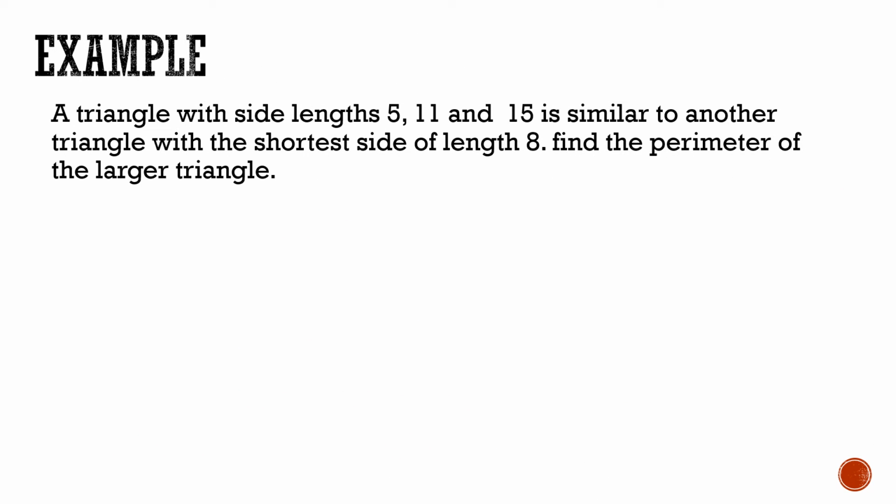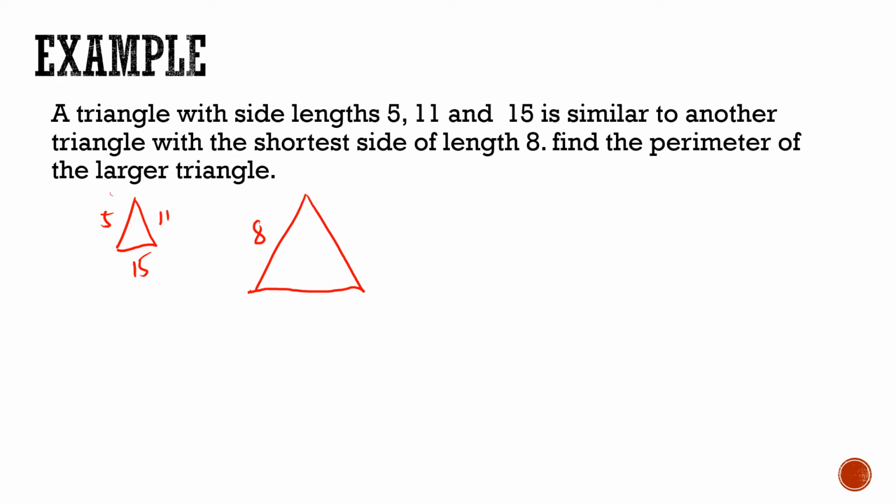Let's have the number 2 example. A triangle with side lengths 5, 11, and 15 is similar to another triangle with the shortest side of length 8. Find the perimeter of the larger triangle. So if we will draw, you got 5, 11, 15. Obviously the shortest side of the first triangle will also correspond to the shortest side of the other triangle. So this is 8. So we want to find this side and this side.